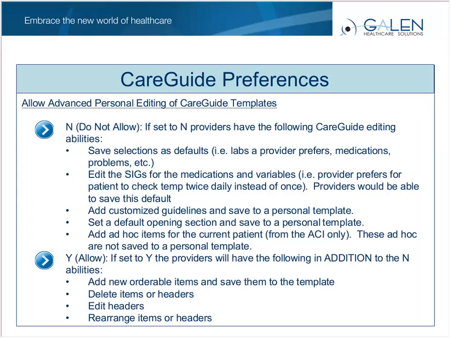If this preference is set to Y, the provider is able to do all of the items listed above, as well as add new orderable items and save them to a template, delete items or headers, edit headers, and rearrange items or headers. So you want to decide what kind of editing privileges your organization wants to give providers using this preference.